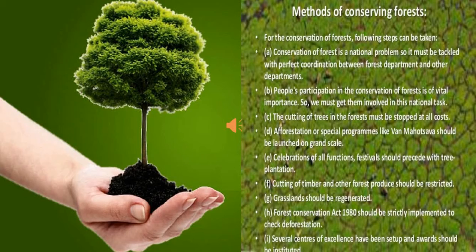Afforestation or special programs like Van Mahotsav should be launched on grand scale. Celebration of all functions, festivals should proceed with tree plantation. Cutting of timber and other forest produce should be restricted. Grasslands should be regenerated. Forest Conservation Act 1980 should be strictly implemented to check deforestation. Several centers of excellence have been set up and awards should be instituted.